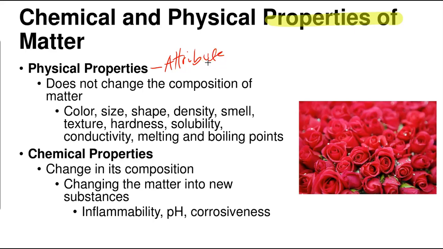There are those attributes that do not involve a change in the composition of matter. Those things you can see, but they do not lead to any change in what is in the matter. Common examples are color, size, shape, density, smell, texture, hardness, solubility, conductivity, melting and boiling point, stretchability. All those things, if you look at them, can change, but the composition of the matter doesn't change. If you leave them, they go back to what they are.